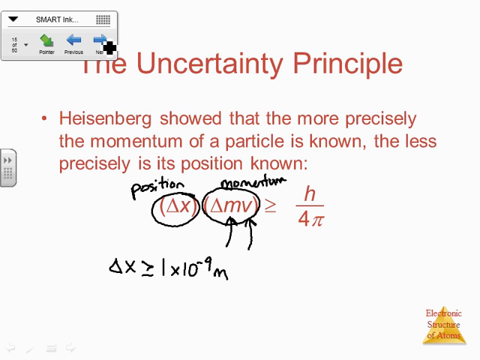Okay, so if we know its momentum pretty exactly, which is this part right here, we are sure about the position to about 1 times 10 to the negative 9th meters. In other words, that's the range of possibilities, about 1 times 10 to the negative 9th meters across. The electron is somewhere in there. Well, the problem is most atoms are actually smaller than that. So we are less sure about the position of the electron than we are about the size of the atom.